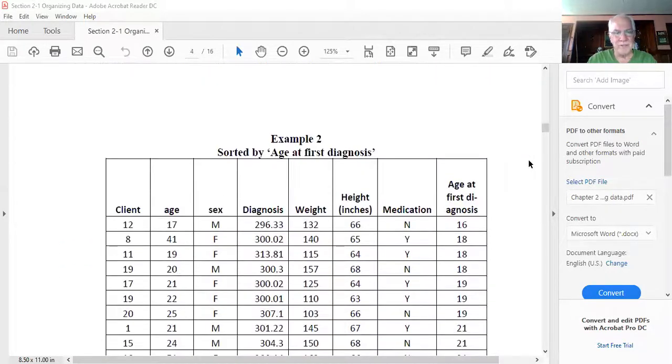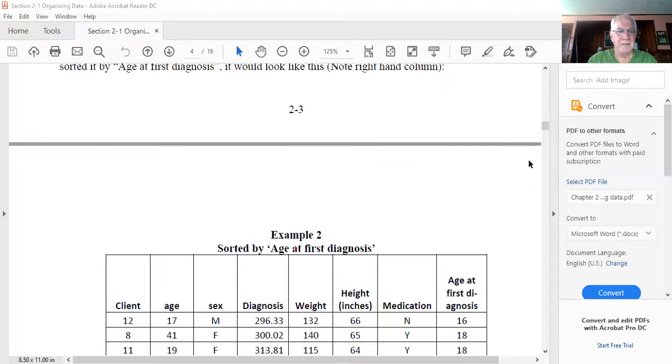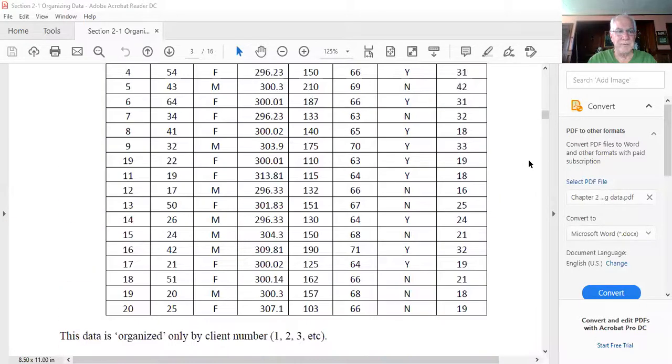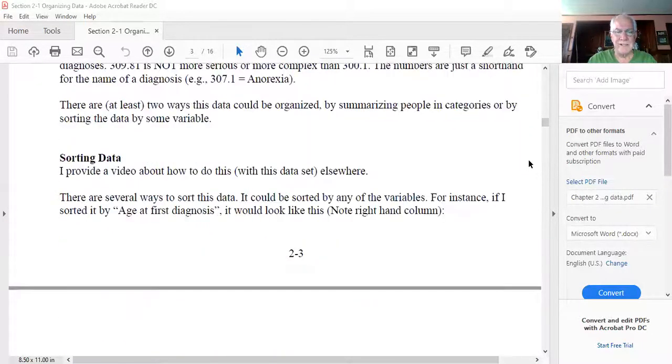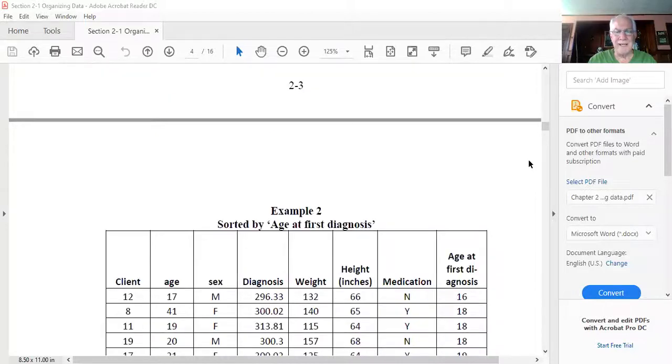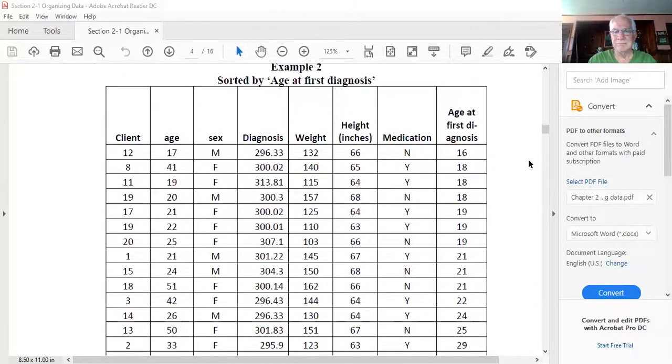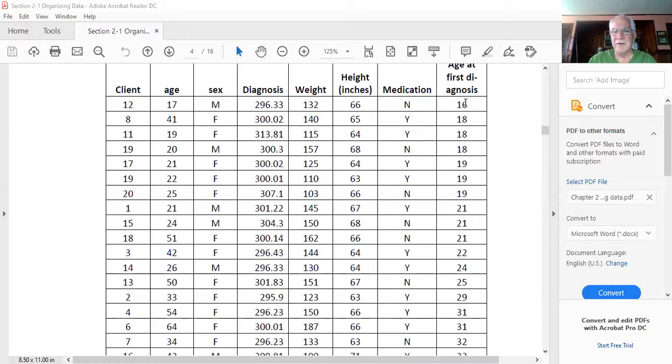So let's talk about sorting data. Here's the original data set. What I did is I said, well, if I sort it by age at first diagnosis, here it is. Now the youngest person is first, client number 12. It gives me this stuff, and I look at this and go, okay, what does that tell me? And the answer is, I don't have a clue.